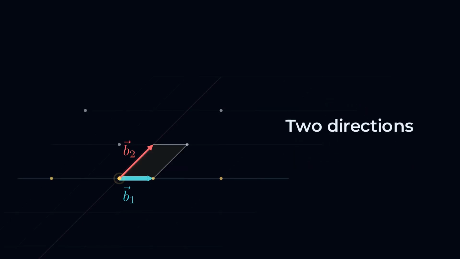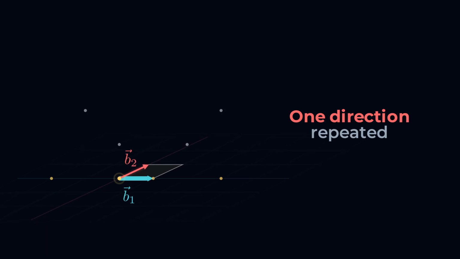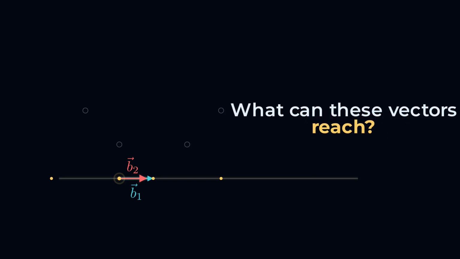But what happens when those directions drift toward the same line? The grid collapses. Points away from that line can no longer be reached. So what part of space can these vectors reach? That is span.